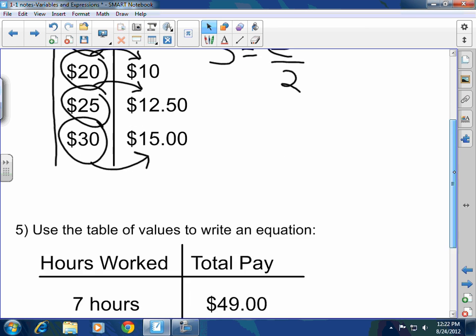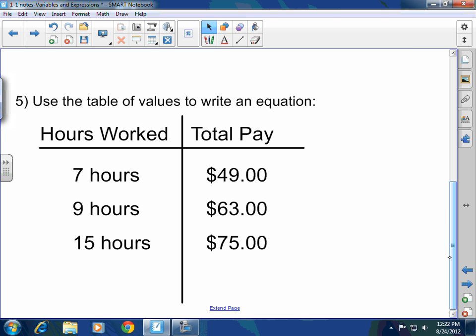Bless you back there. Okay. Use this table of values to write an equation. If I work 7 hours, I get paid $49. If I work 9 hours, I get paid $63. If I work 15 hours, I get paid $75.